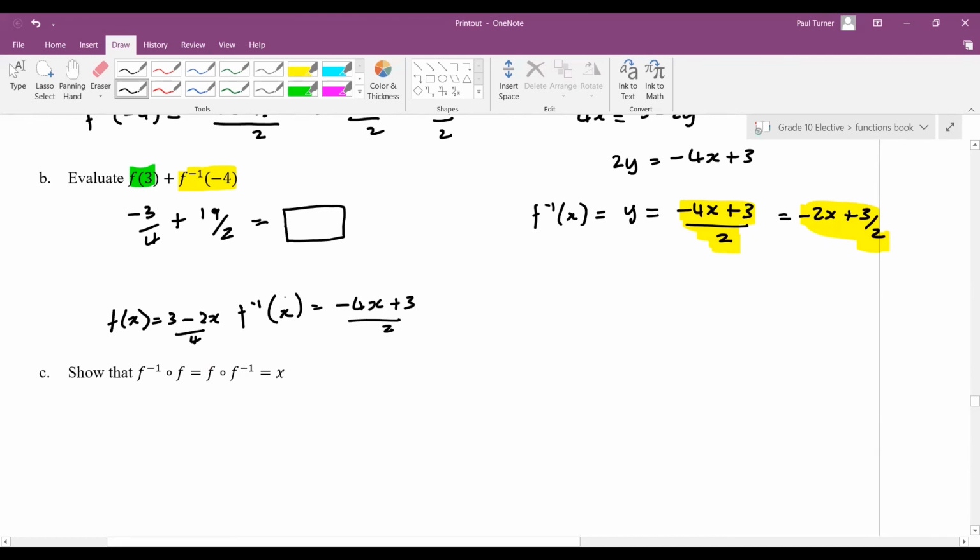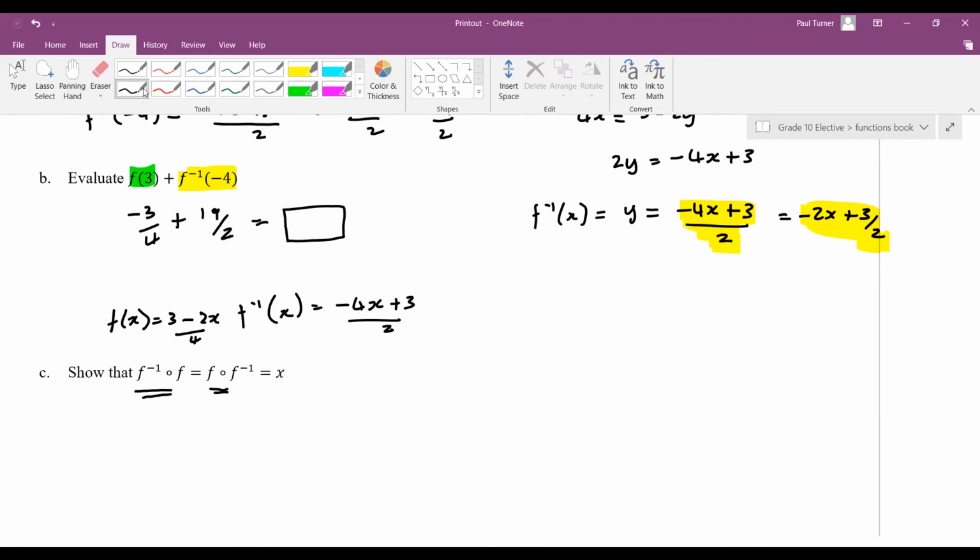So these are your 2 functions. You've got your inverse function and you've got your regular function that we started with. Now you need to do the composite as we did previously this lesson. You need to show that both of them equal x. And if they don't equal x, you have an error, so that means your inverse is not going to be correct.